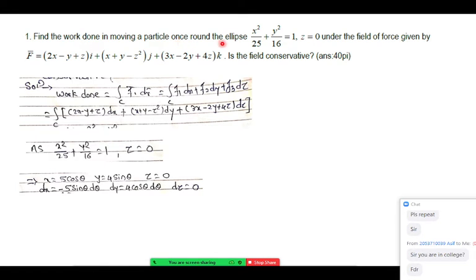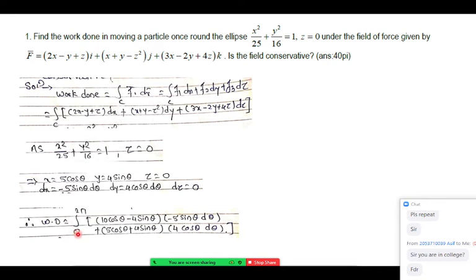It is one round on the ellipse, one rotation on an ellipse. So if you have to rotate once on an ellipse, that parameter theta should vary from 0 to 2 pi only. So it is 0 to 2 pi. The next step is the replacement: the limits are given as 0 to 2 pi now. The theta will vary from 0 to 2 pi.